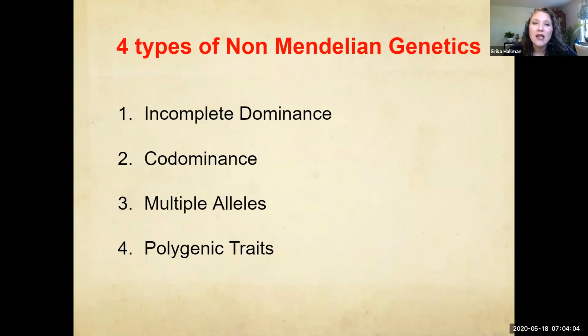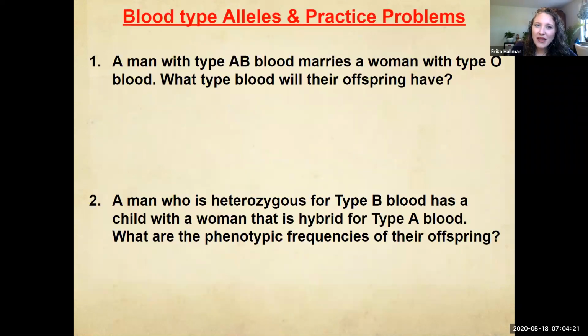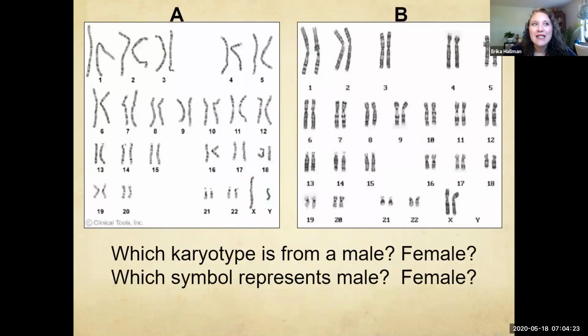Okay, so in summary, the four types of non-Mendelian genetics that we learned about today are incomplete dominance, codominance, multiple alleles, and polygenic traits. The last thing I want to go over with you, again, we're going to skip over blood type. That's what we're going to learn about tomorrow. The last thing I want to go over with you is gender-influenced traits. So how is it that our gender affects the traits that we have?